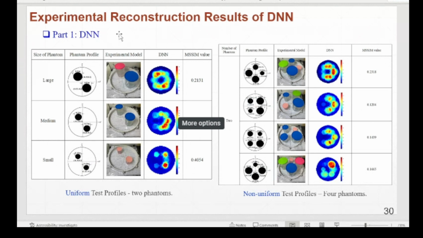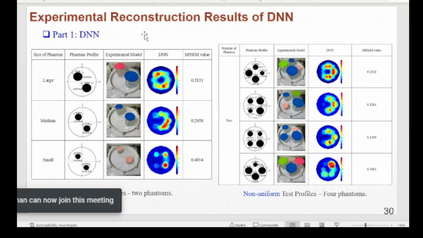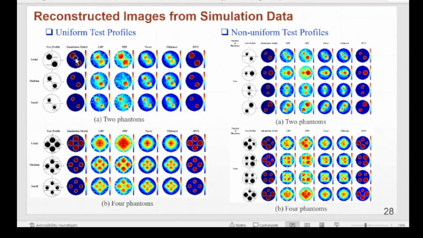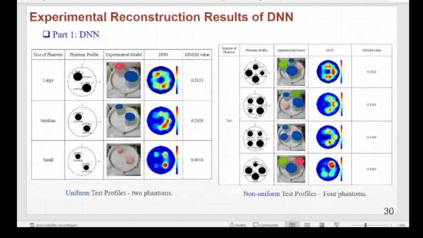If we conduct the experiment just using a DNN without pre-processing, the simulation results do not include pre-processing because there is no noise. Since there is no noise in the simulation data, a simple DNN could solve the problem. But if you conduct the experiment, a simple DNN could not reconstruct the image.